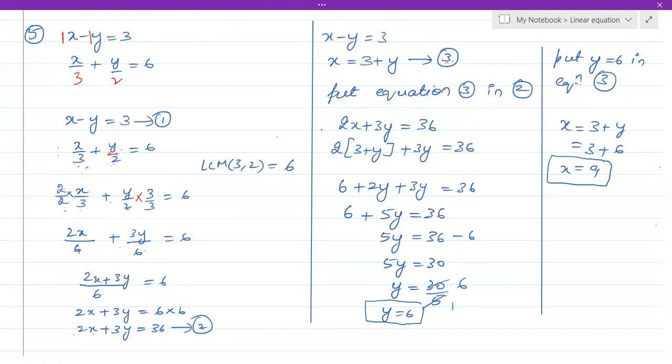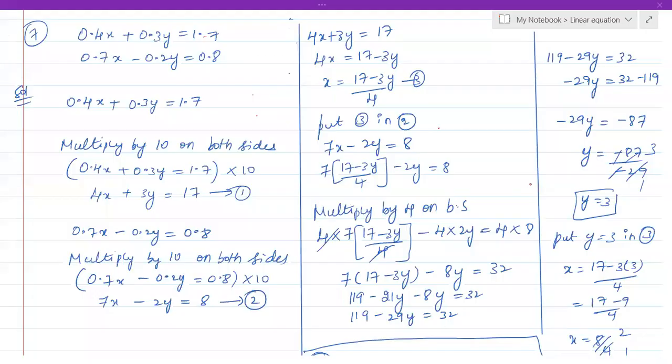Now there is another type of problem. Let's do that. So here in the next question, as you can see, the coefficients are what here? Decimals. 0.4x plus 0.3y equals 1.7.